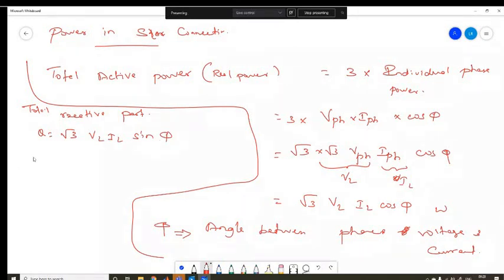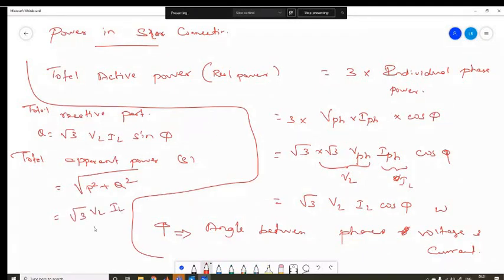So therefore the total power, which is nothing but the sum of the real part and the imaginary part, let us denote it by S, and this S is given by root of P square plus Q square. So you'll be getting root 3 VL into IL. So this is in brief.